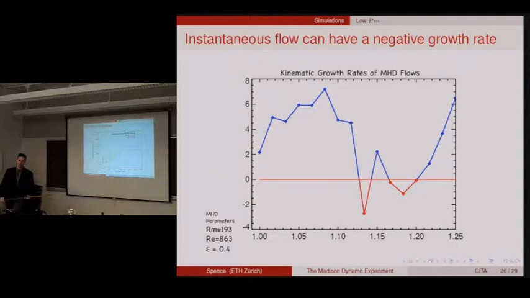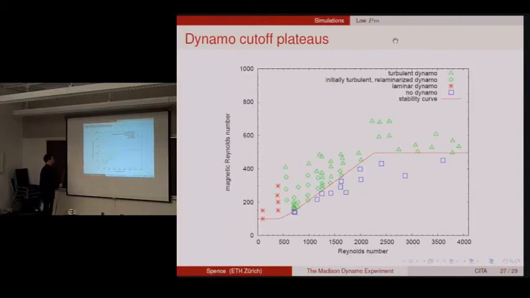Anyway, so we can do a parameter space exploration to see if there's really no hope for the experiment or if maybe we can actually get somewhere. Here we've got magnetic Reynolds number versus fluid Reynolds number. And you can see that there is certainly a range where dynamos happen. That's this side over here. These blue squares are not dynamos. These are laminar dynamos, and then these are all turbulent dynamos.